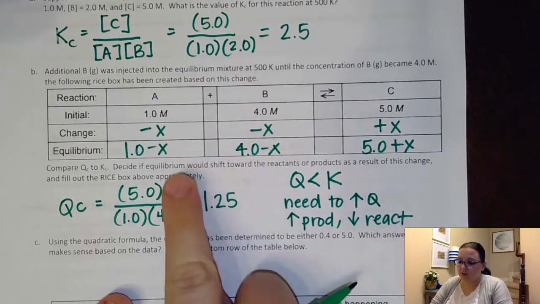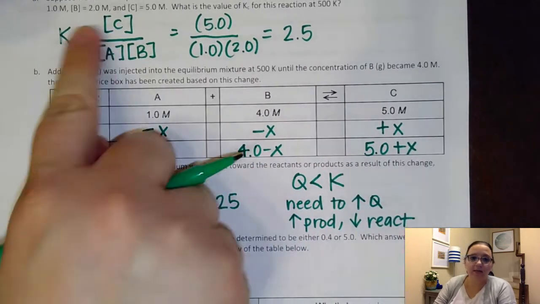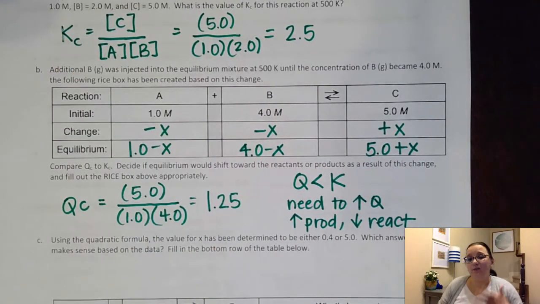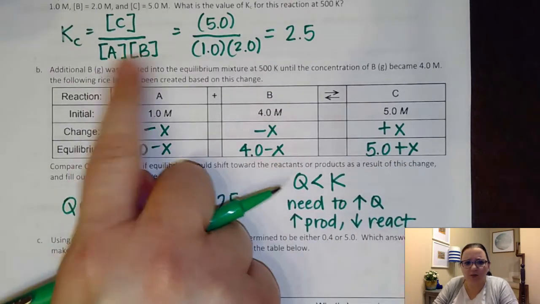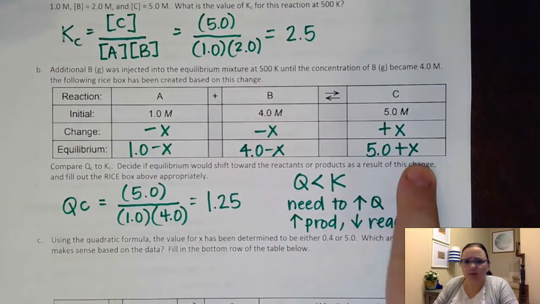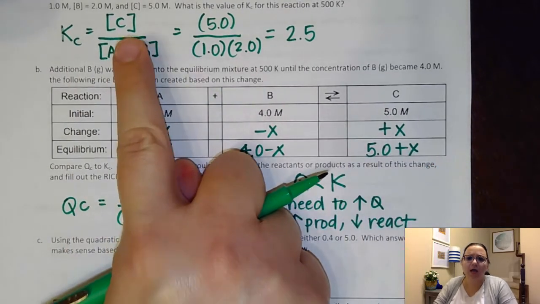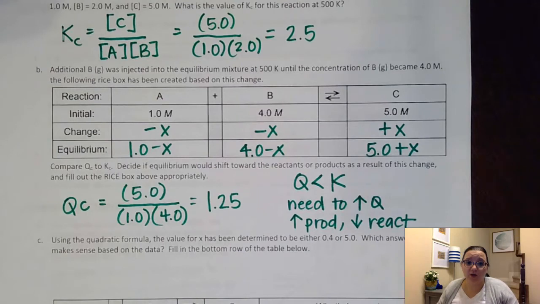Now, if I took these and plugged them back into the Kc, I could then figure out what X specifically is and know exactly how much these concentrations are changing by. Unfortunately, this is one that if you plugged everything in, you'd end up with an X squared situation on the bottom and only X raised to the first in the numerator, and so that would require you to use the quadratic equation to solve.